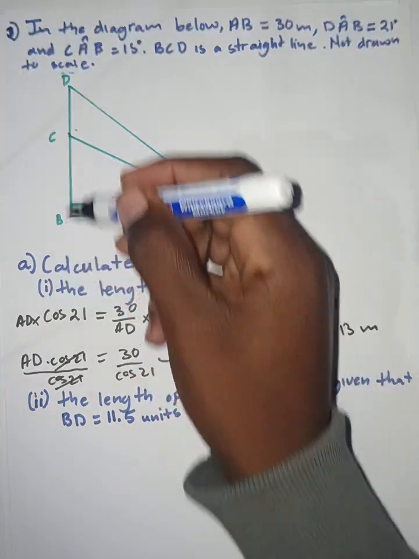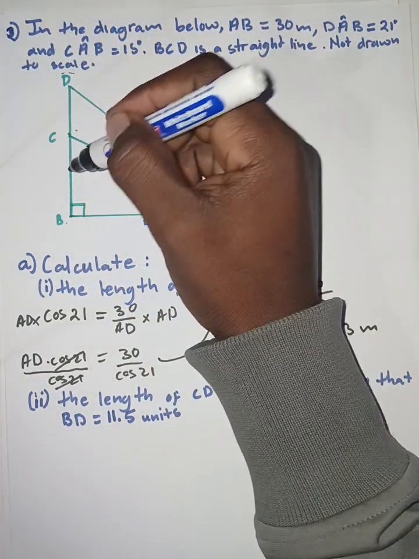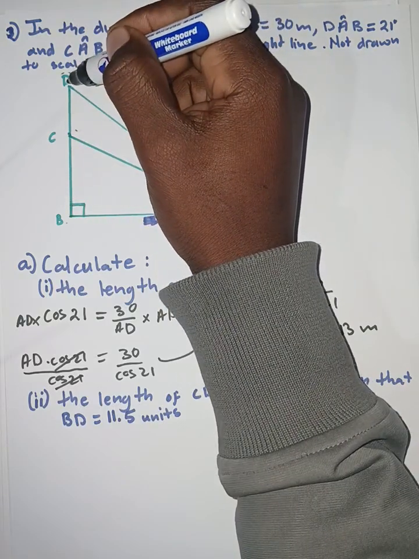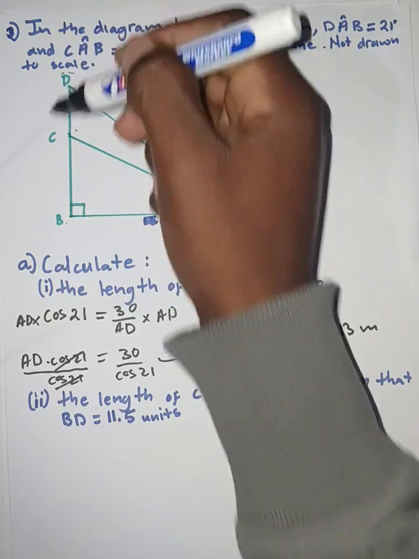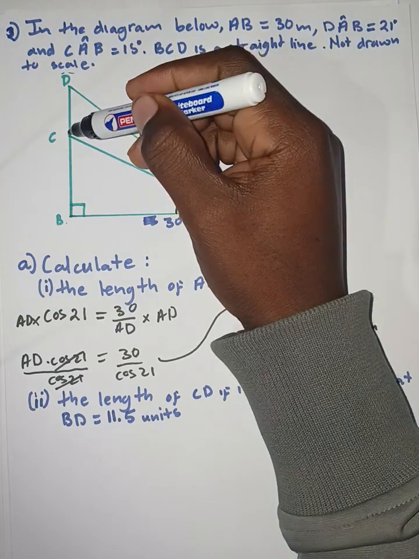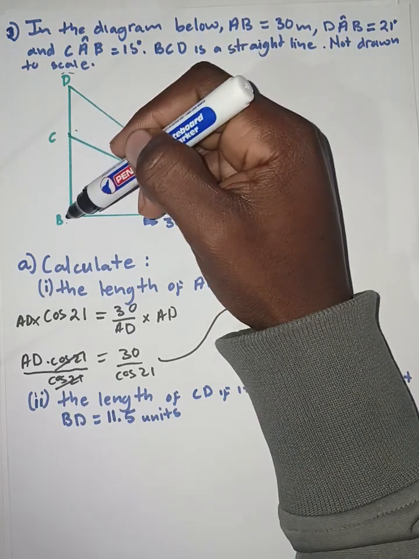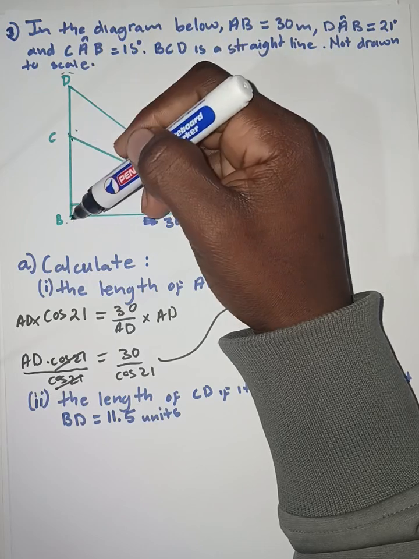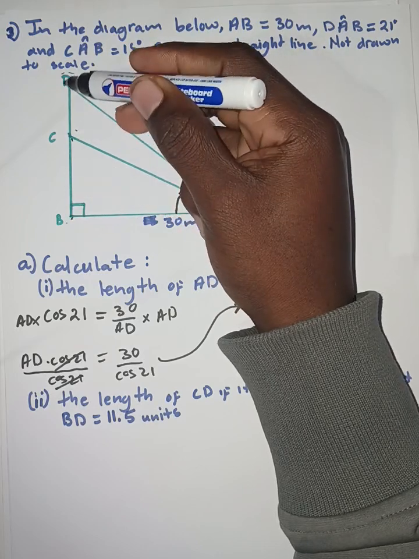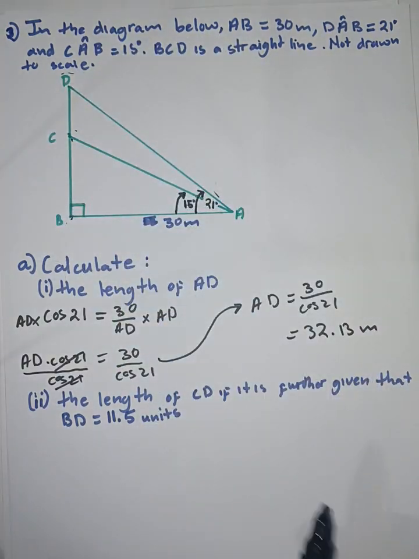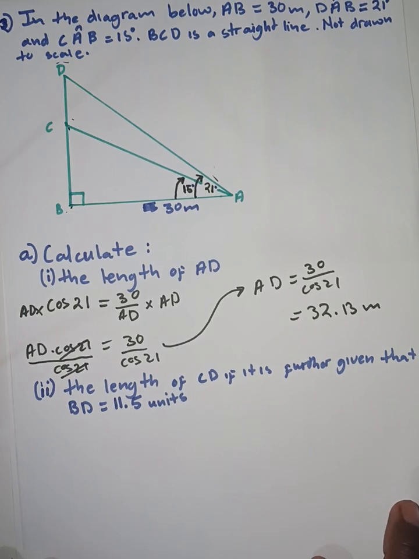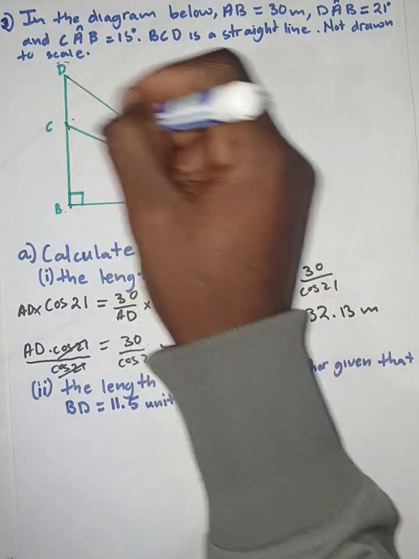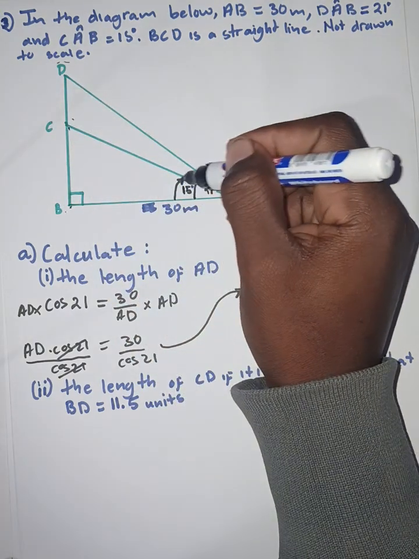So we know that whole length there is made up of CB and DC. So what I'm going to do is calculate the length of BC. If I know that length there, I know that this length plus that one must give us that whole length there. So I'm going to calculate that BC. Now again, I'm going to be using the smaller triangle, which has 15 degrees.